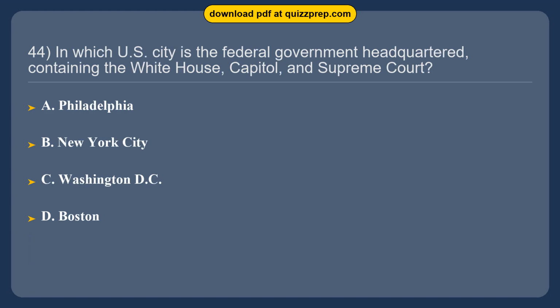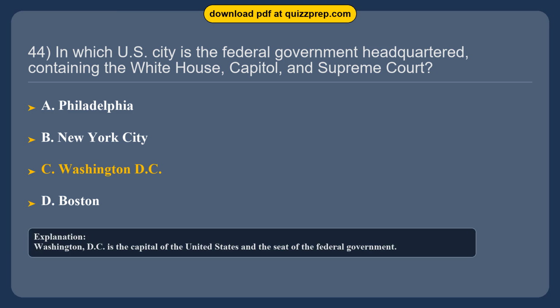Question 44. In which U.S. city is the federal government headquartered, containing the White House, Capitol, and Supreme Court? Option A, Philadelphia. Option B, New York City. Option C, Washington, D.C. Option D, Boston. The correct answer is option C, Washington, D.C. Washington, D.C. is the capital of the United States and the seat of the federal government.